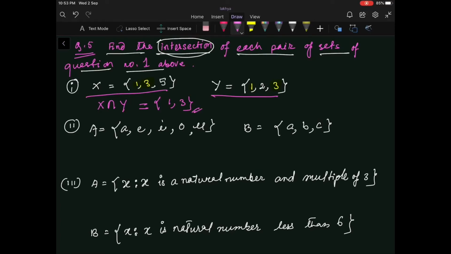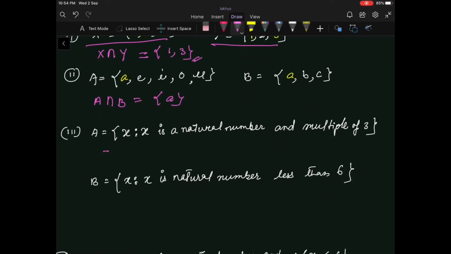Now let's find A intersection B. Let's find the common elements in these two sets. Set A contains a, and set B also contains a. Only this element a is common in these two sets. So this is A intersection B.